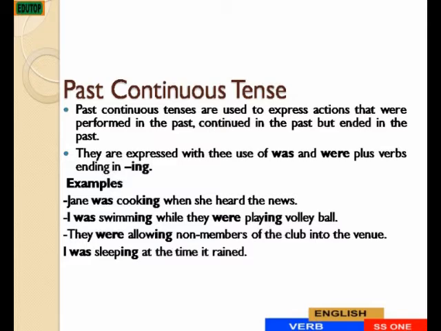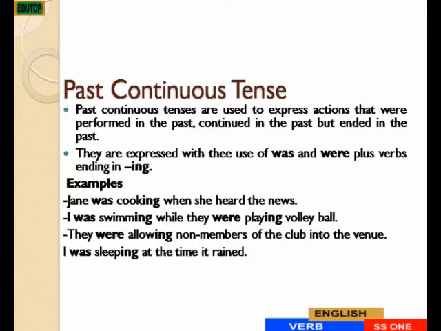Let's check some of the examples we have. Jane was cooking when she heard the news. Now, was and cooking are the main focus of the sentence. Was indicates past, and ing there indicates continuous. So she was cooking in the past when she heard the news.